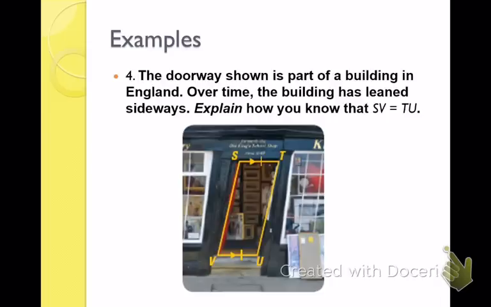Okay? Another use here in London, there's this doorway, there's a building that has kind of just started leaning over time. So how would we know for sure that SV and TU are the same length? If you're looking at that, because ST and VU are both parallel and congruent, that means that VSTU is a parallelogram, and that means that both pairs of opposite sides are congruent. So that's how we're going to know that SV and TU are the same length. Okay, so a couple of uses for these parallelograms.